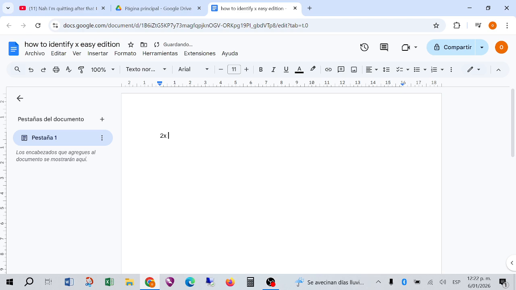2x plus 15 equals, let's say 35, or no, 30. Then we put x question mark. Well, there's a simple way to detect x.